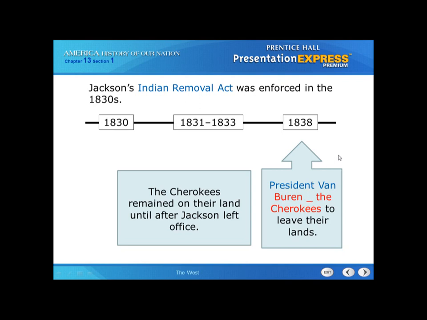So again, the federal government with the Supreme Court had ruled in favor of the Cherokee Nation, but again, under pressure, Andrew Jackson, a different branch of government, he's the executive branch, Jackson refuses to listen to the Supreme Court, and he sides with Georgia. And again, the Cherokee Nation will be eventually driven westward.